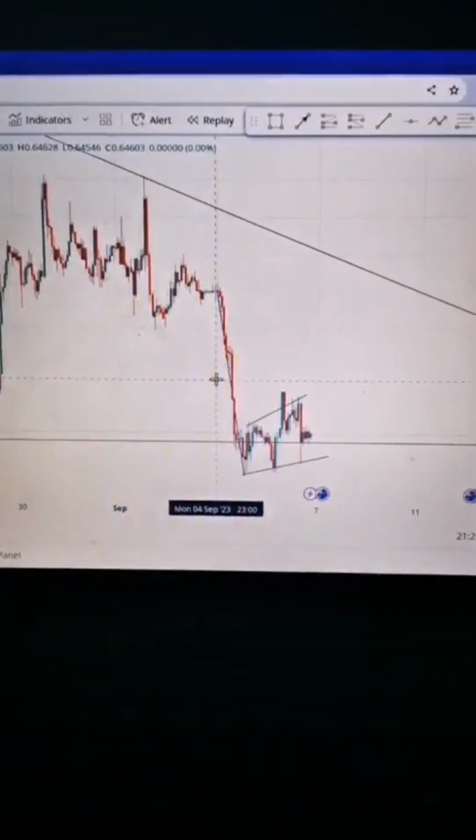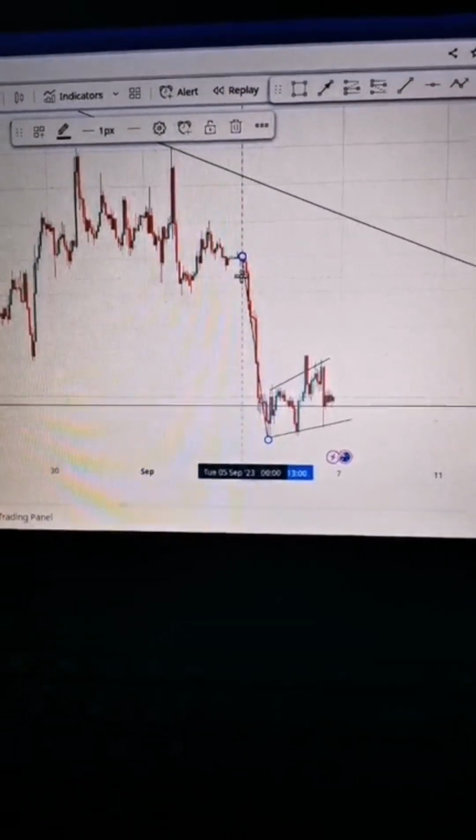So from what I am seeing already, we have a flag. A flag is a continuation pattern. Continuation patterns mean if the trend is down, or if price was basically going down, what's going to happen is it is going to continue going down. It is going to basically retrace a bit. So this is the bearish flag.